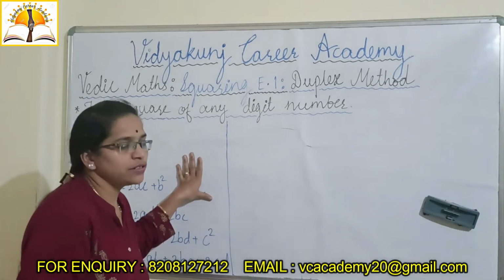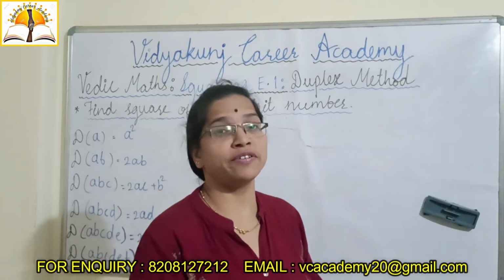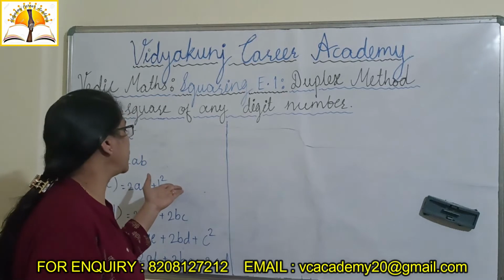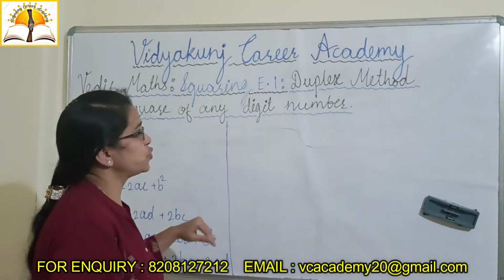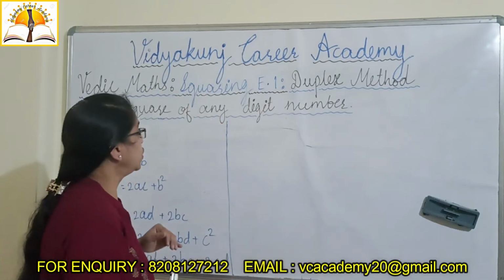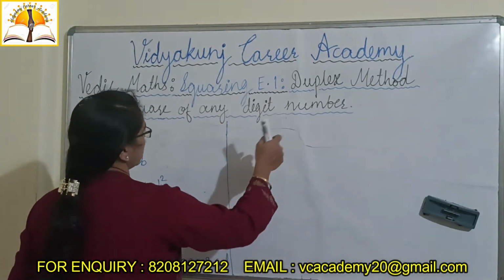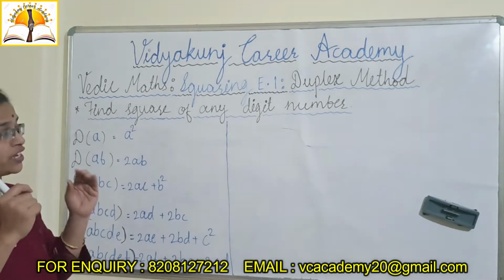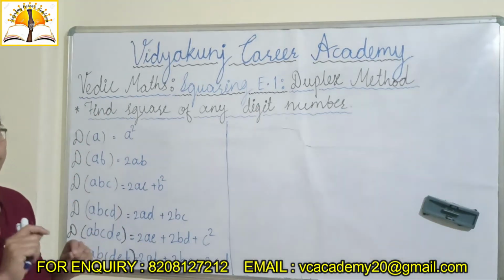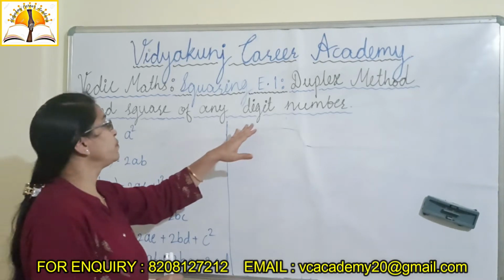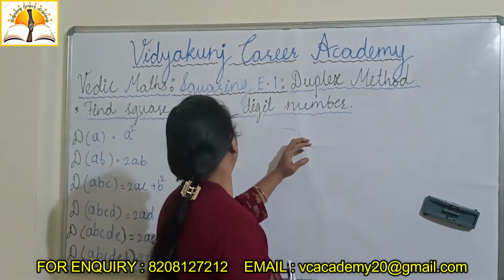Earlier also you have learned how to make the square of a given number, yes or no. In this session also you are going to see how to make a square by using the duplex method. Which method are we using here? Duplex method. This duplex method you can use for any number, any number of digits, to make a square.